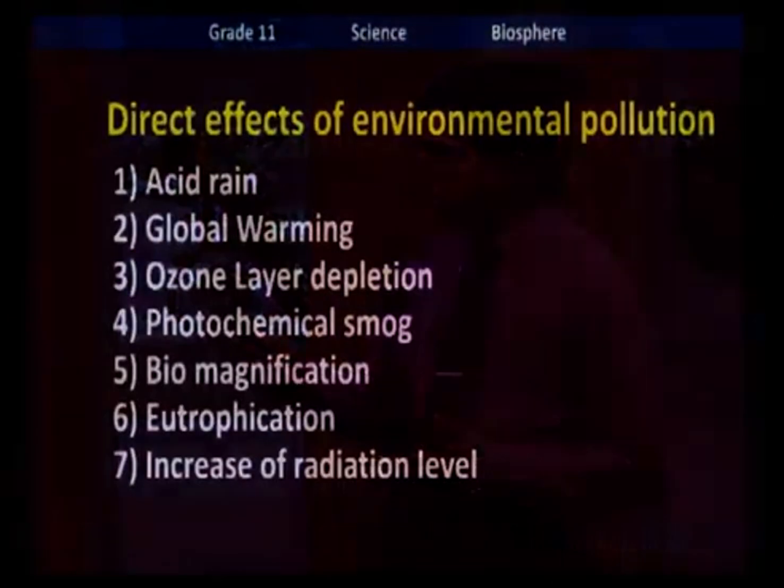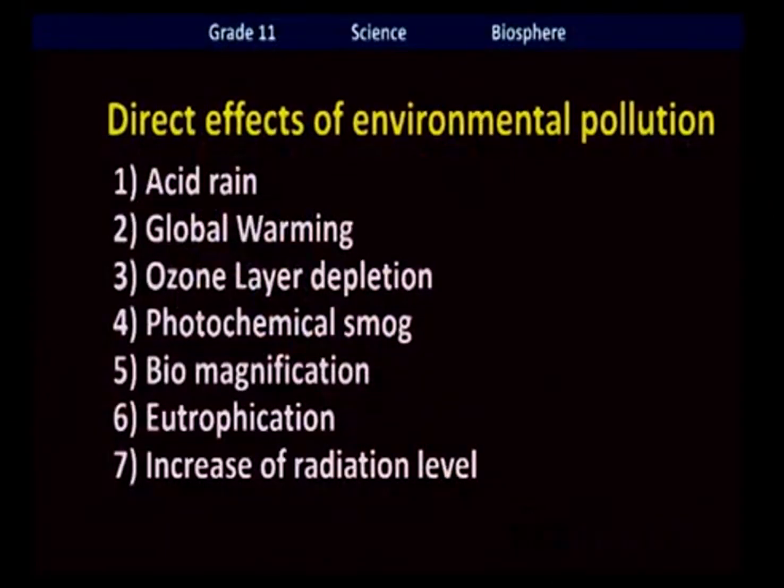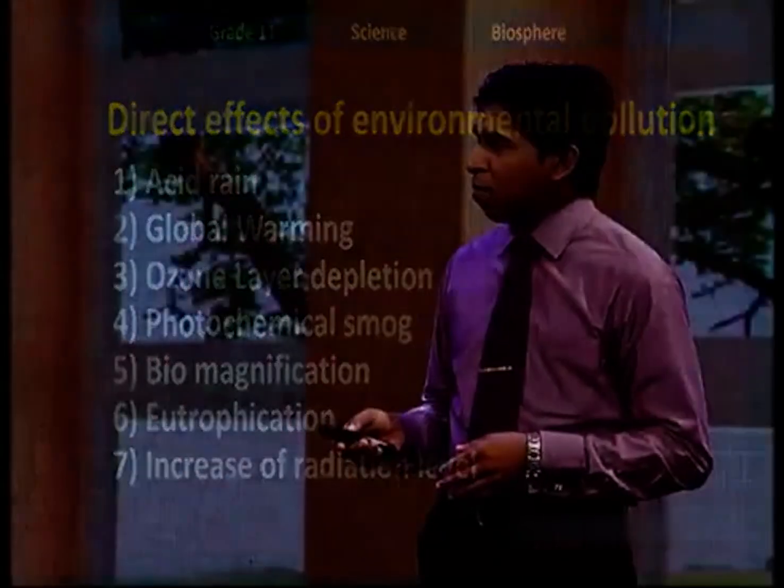Right. So there you can see there are 7 direct ill effects of environmental pollution. Number 1, acid rain. Number 2, global warming. Number 3, ozone layer depletion. Number 4, photochemical smoke. Number 5, biomagnification. Number 6, eutrophication. Number 7, increase of radiation level. Number 1, acid rain. Okay, so what is known as acid rain?